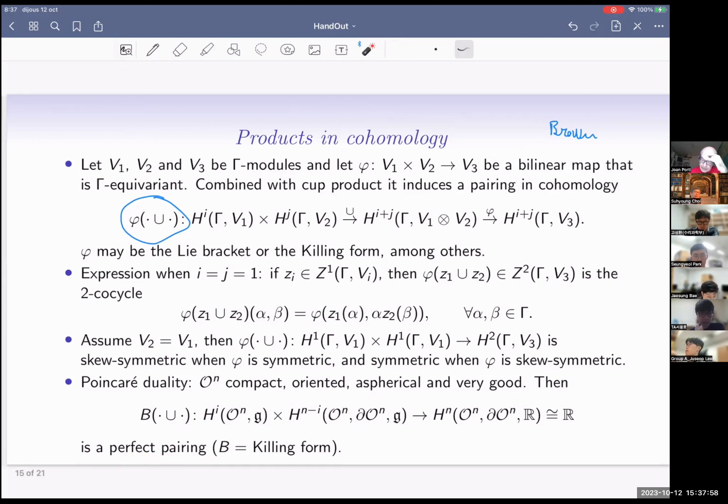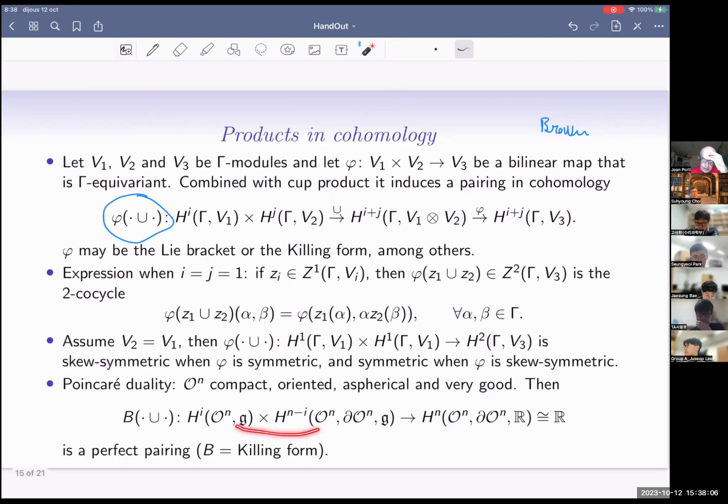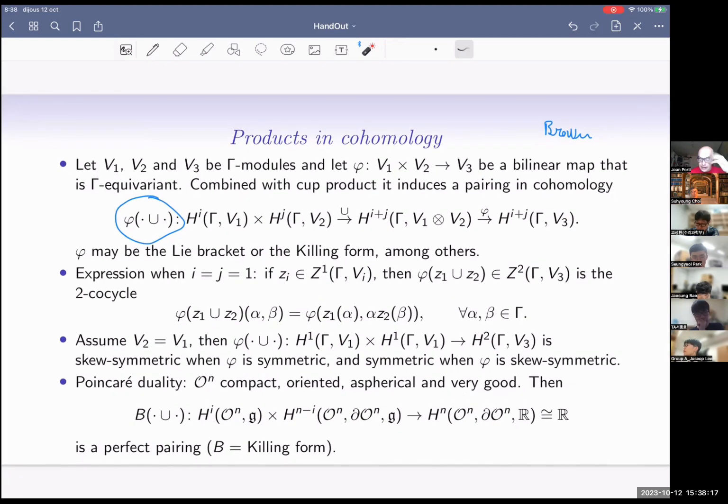And every time I have a perfect pairing into R, it gives me an isomorphism. Well, B is non-degenerate, and this one is too. It's called a perfect pairing. It has no kernel. So if I take an element here, there is always another element here so that the product does not vanish. That's very useful for computing, and this pairing with the Killing form gives Poincare duality. Okay. So we'll use this sometime.